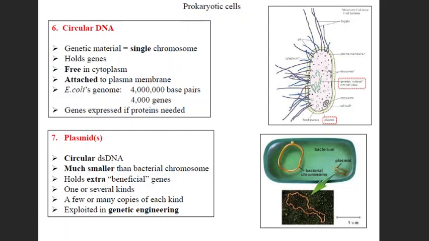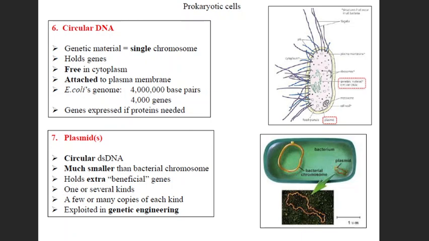Next organelle, the genome. Genome: the entire set of genetic material present in a cell. In the case of a bacterial cell, as we know, they are prokaryotic in nature. Prokaryotic means a cell in which the nuclear membrane is not well developed, so it lacks a true nucleus. The DNA in that case is freely suspended inside the cytosol.